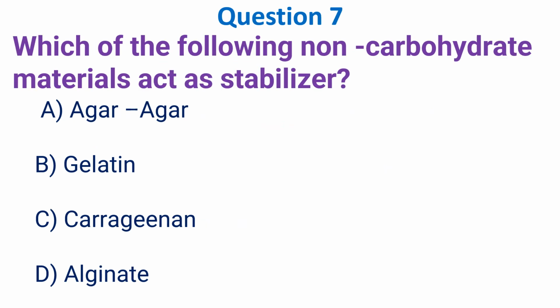Which of the following non-carbohydrate material act as a stabilizer? Options are A. Agar-agar. Agar-agar is a polysaccharide which is obtained from the red algae. Agar is mainly used in fruit preserve, ice cream, clarifying agent and desserts. Agar is used in food. Agar is also used in growth media like in microorganisms, bacteria, and fungi.